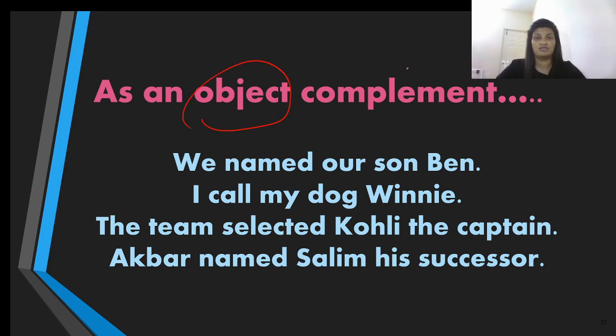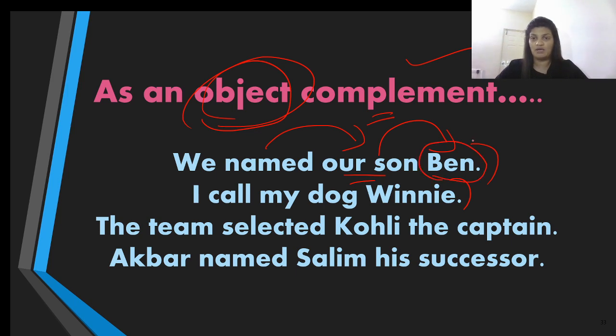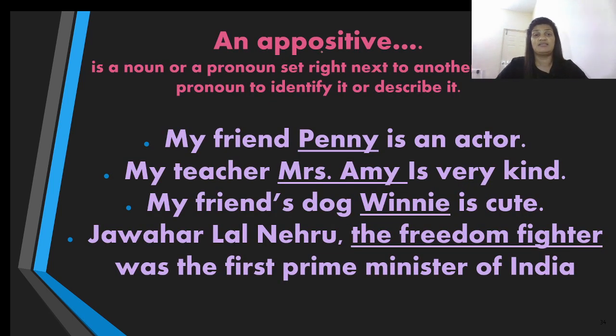Next is your object complement. Just like I told you a little while ago, complement is nothing but the word which completes the statement and it comes at the end. And here we are talking about the object complement. An object always comes after the verb, that is our son. We named our son. And what word is completing the sentence over here? The word Ben. Well, isn't Ben a noun here? And it qualifies as our object complement. Similarly, I call my dog Weenie. Complement. The team selected Kohli, the captain. Complement. Akbar named Salim his successor. Complement. Object complement.